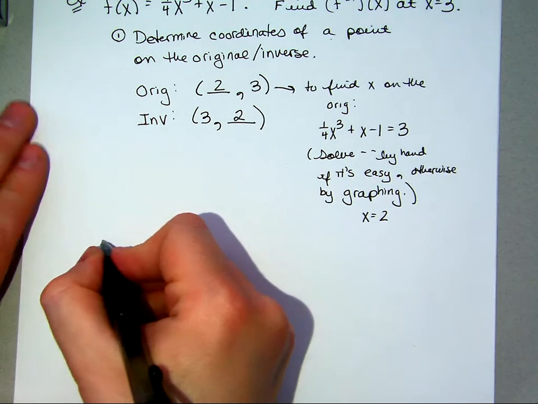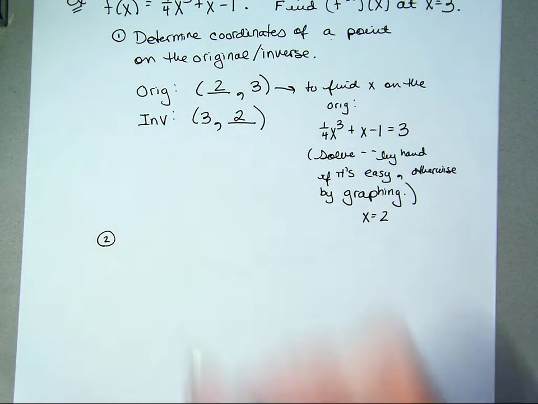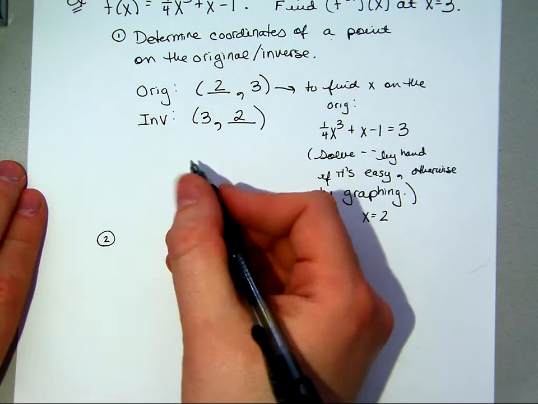Number 2. I'm going to find the slope of the original function at the point a comma b, in this case at the point 2, 3.